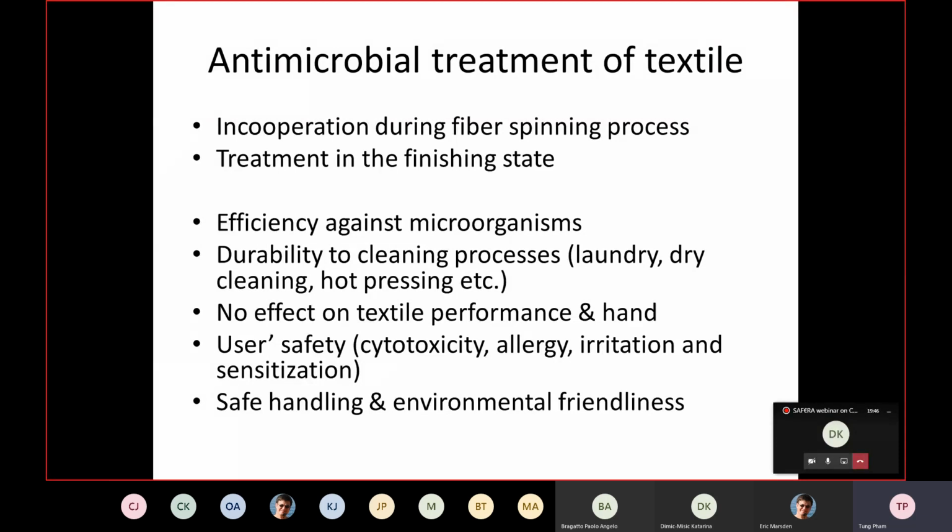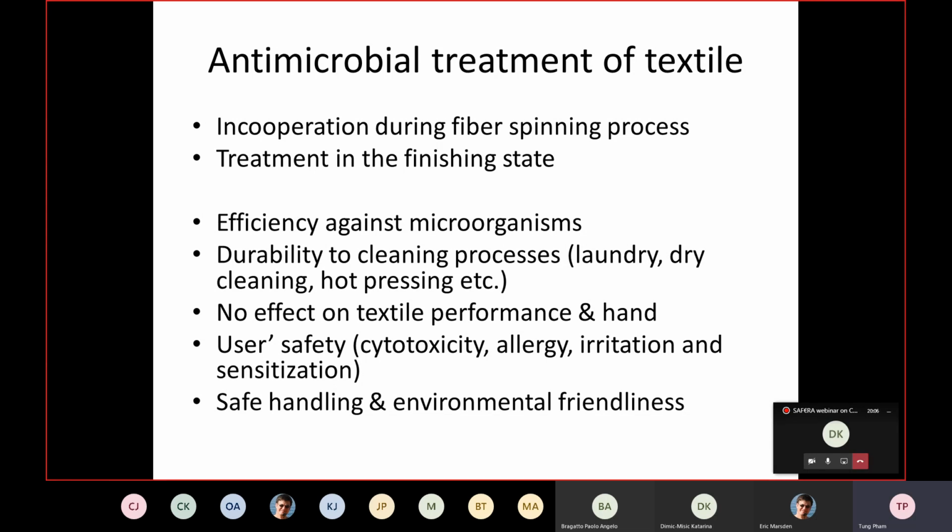But in most cases in textile, the antimicrobial agents can be applied during the finishing stage, which is valid for the major number of both synthetic and natural fibers.